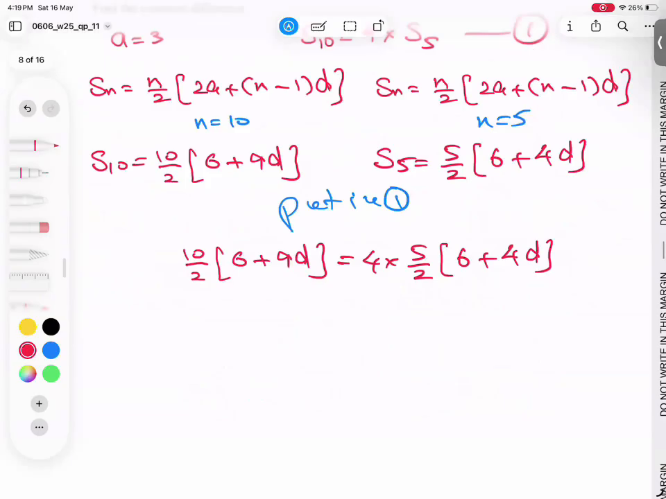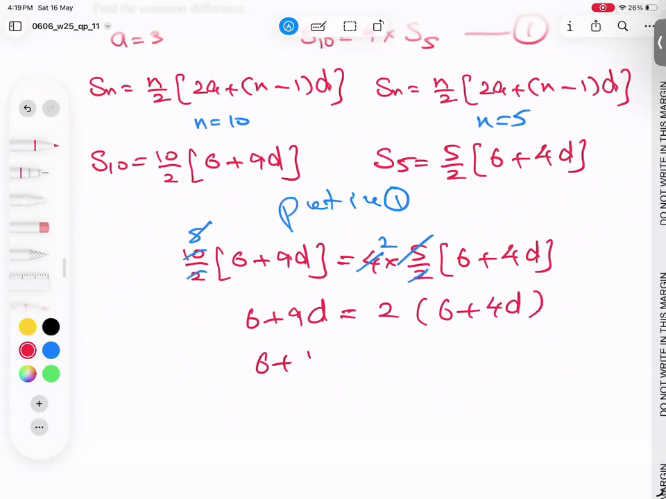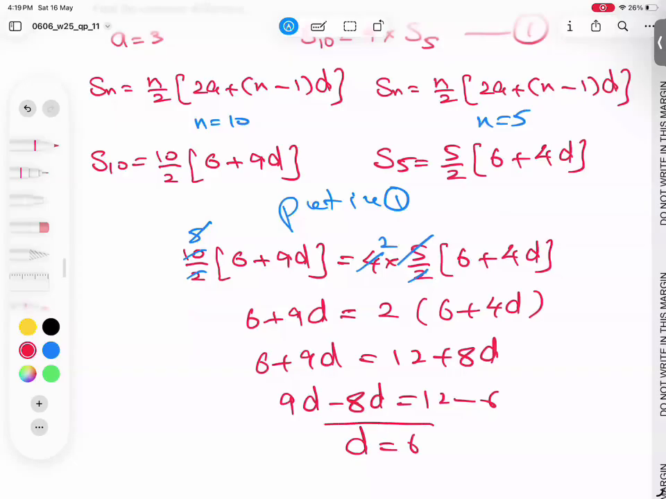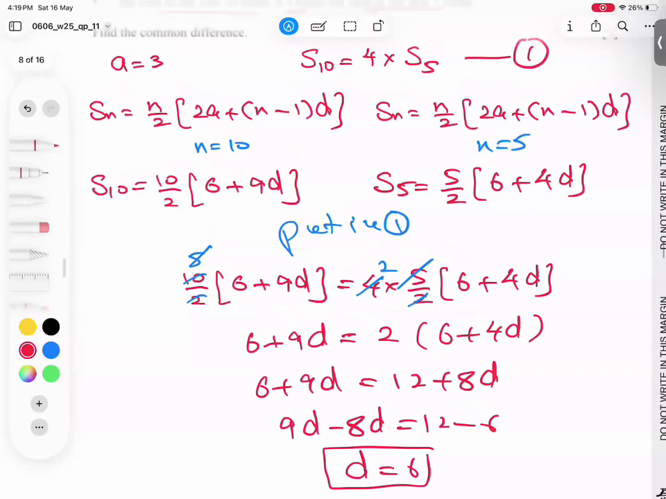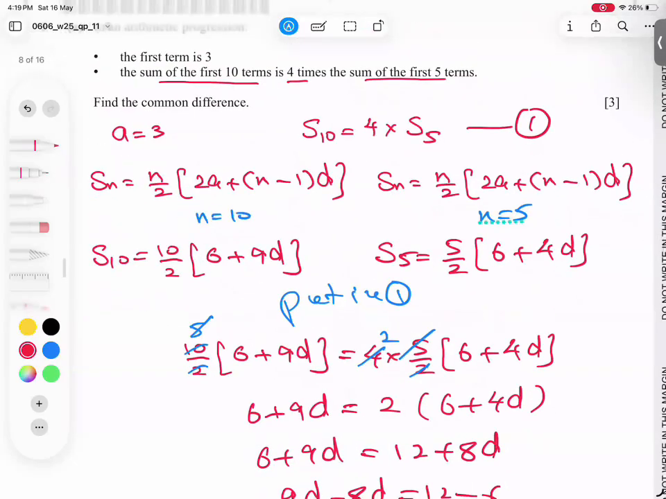So this is clear, students. Now 2 2s are 4, 2 5s are 10, and the 5 cancels out. I get 6 plus 9d on one side, and 2 outside times 6 plus 4d. So 6 plus 9d equals 12 plus 8d. So 9d minus 8d equals 12 minus 6, so d becomes 6. The point is very clear, and this common difference is done.